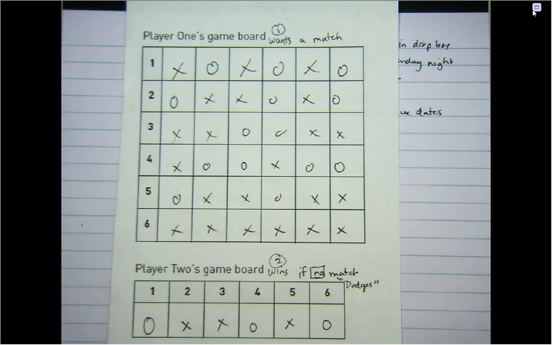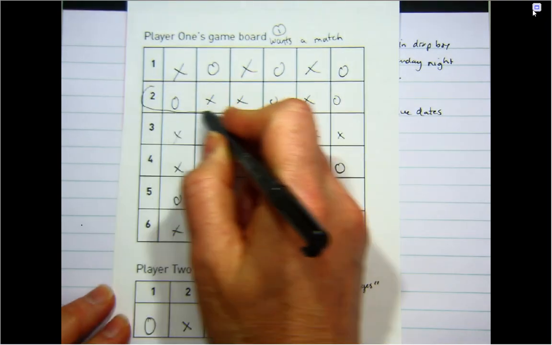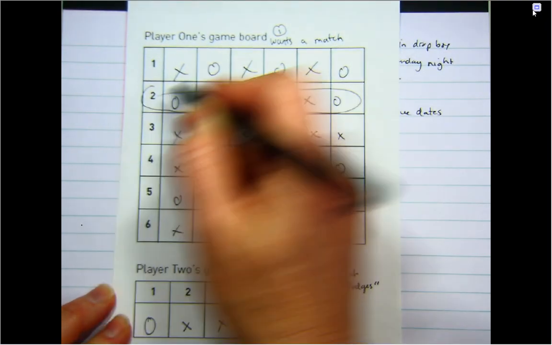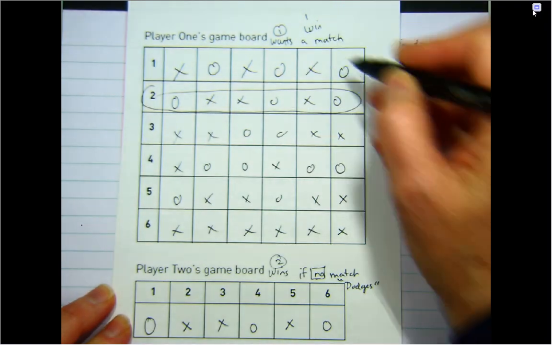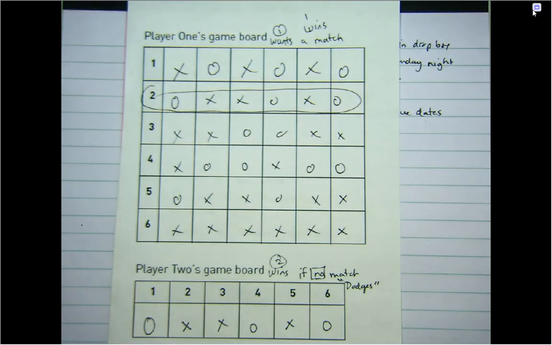Who won on this game? Is there a match? Which row? Two. Okay, so row two. Okay, so player one wins, because there's a match. So player one has to go first, and then player two is trying to not match. Player one is trying to match. Got it? Got it.